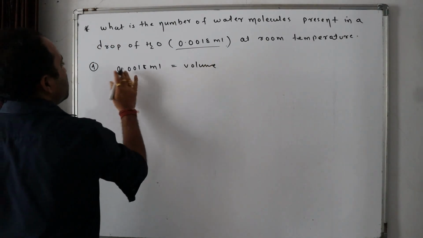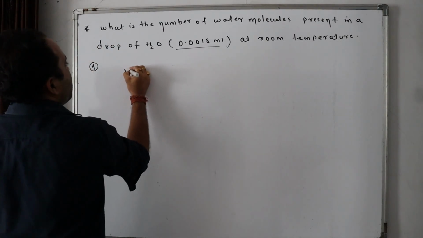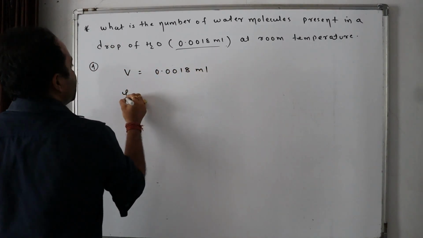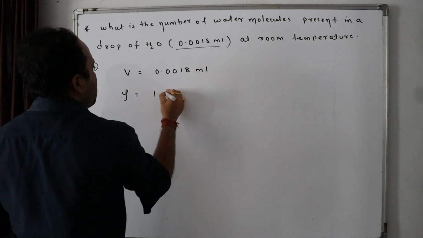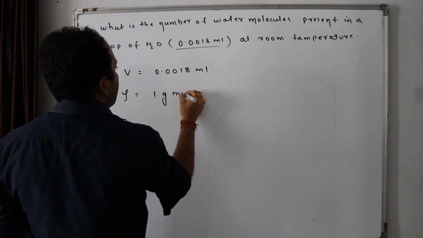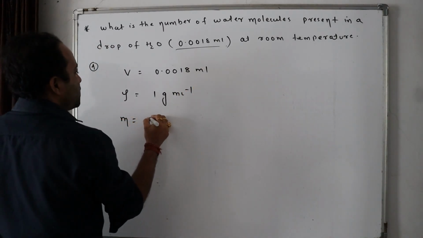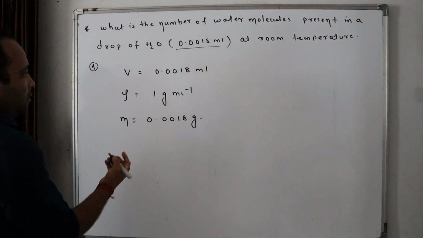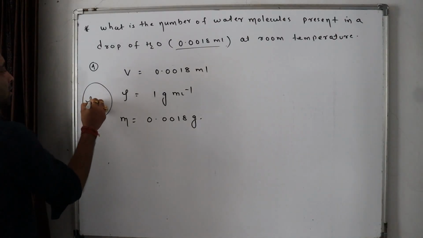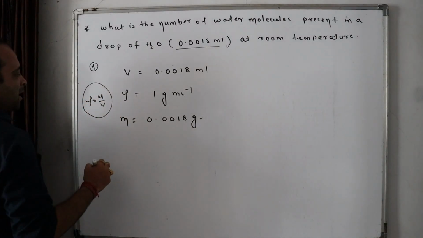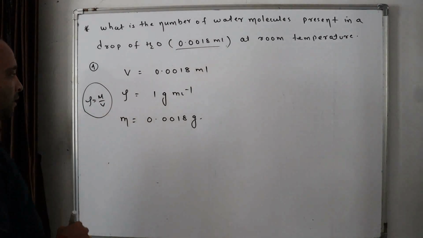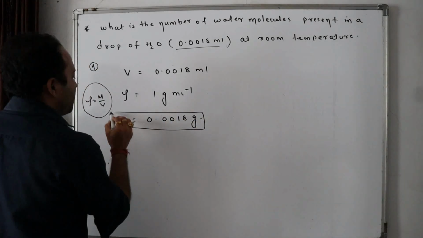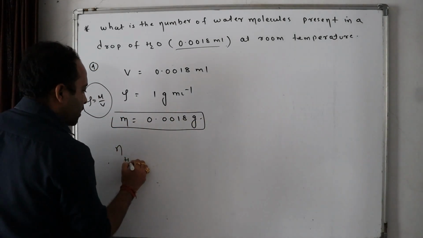We know density is equals to, let me write it for you like this. Volume given 0.0018 ml. Density is how much? 1 gram per ml. So mass becomes how much? 0.0018 grams, isn't it? Density is equals to mass by unit volume. I discussed in the previous question. Mass equal to density into volume, isn't it? Now if this is the mass, what is the number of moles of water?